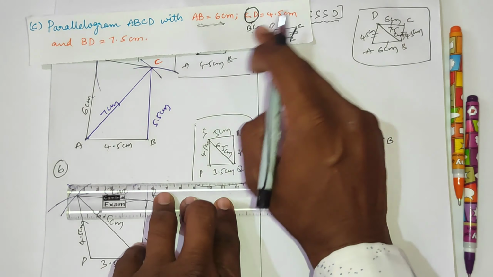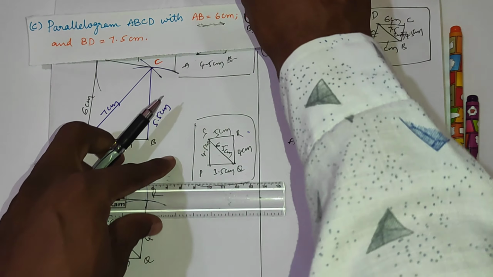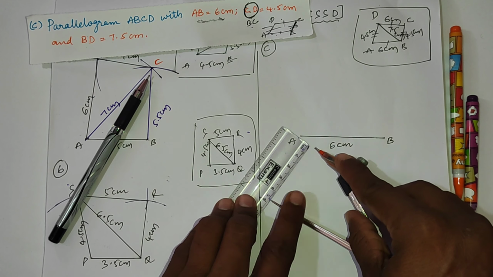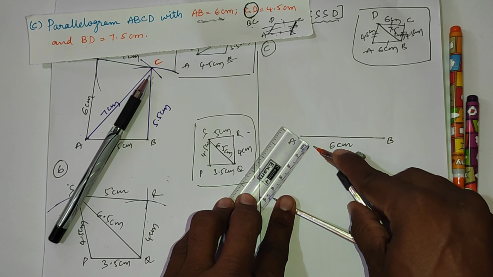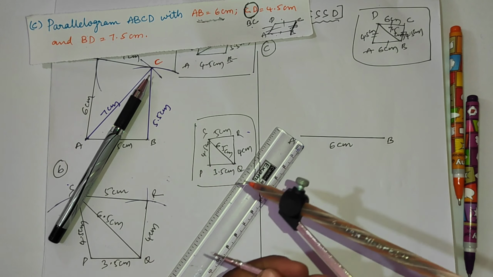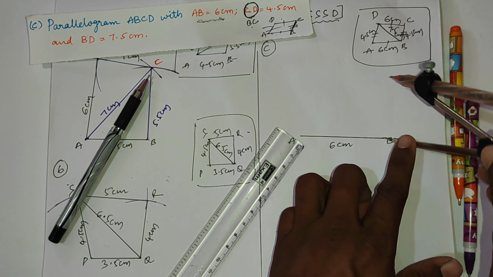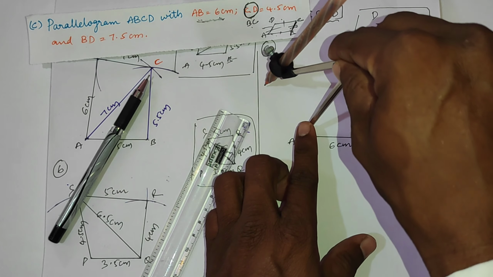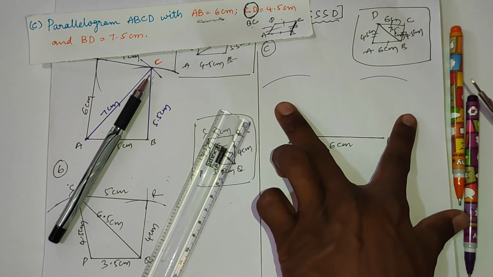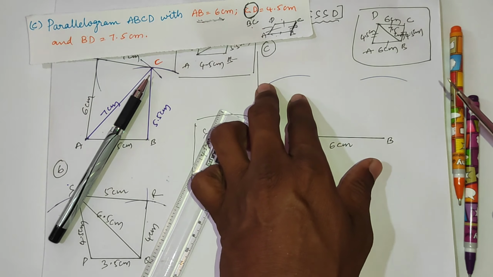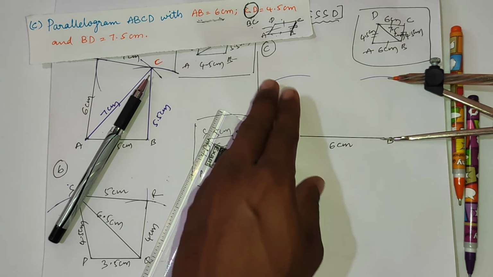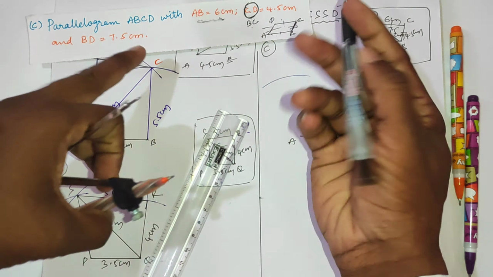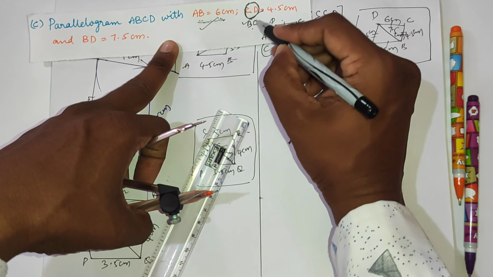So taking length BC as 4.5 centimeters, taking a 4.5 centimeter radius, drawing arcs with center B as well as A. Because these two are parallel sides, at a time I am drawing here. Because these two are 4.5 and 4.5. Now we completed AB and BC.